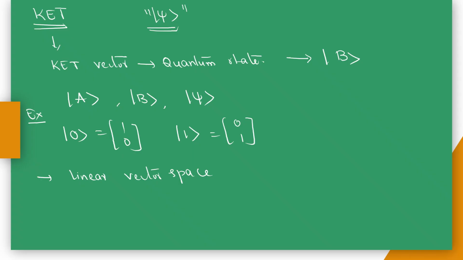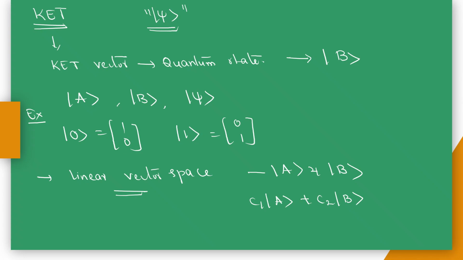The meaning of linear vector space is, if we have two states described by ket A and ket B, then the linear combination C1 of A plus C2 of B, where C1 and C2 are constants, is a vector in the same vector space. C1 and C2 are non-zero complex numbers. Therefore, the ket follows the linear vector space.